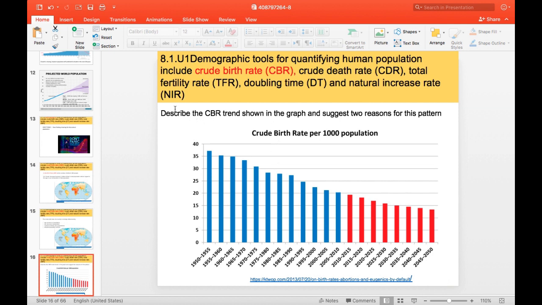So, what are we going to understand here? We are going to do this activity, okay? Describe the CBR trend shown in the graph and suggest 2 reasons for this pattern. Crude birth rate per thousand population. In 1950-1955, the CBR was about 37. Now it has decreased. Where we are now, 2020, it has decreased to around 18.